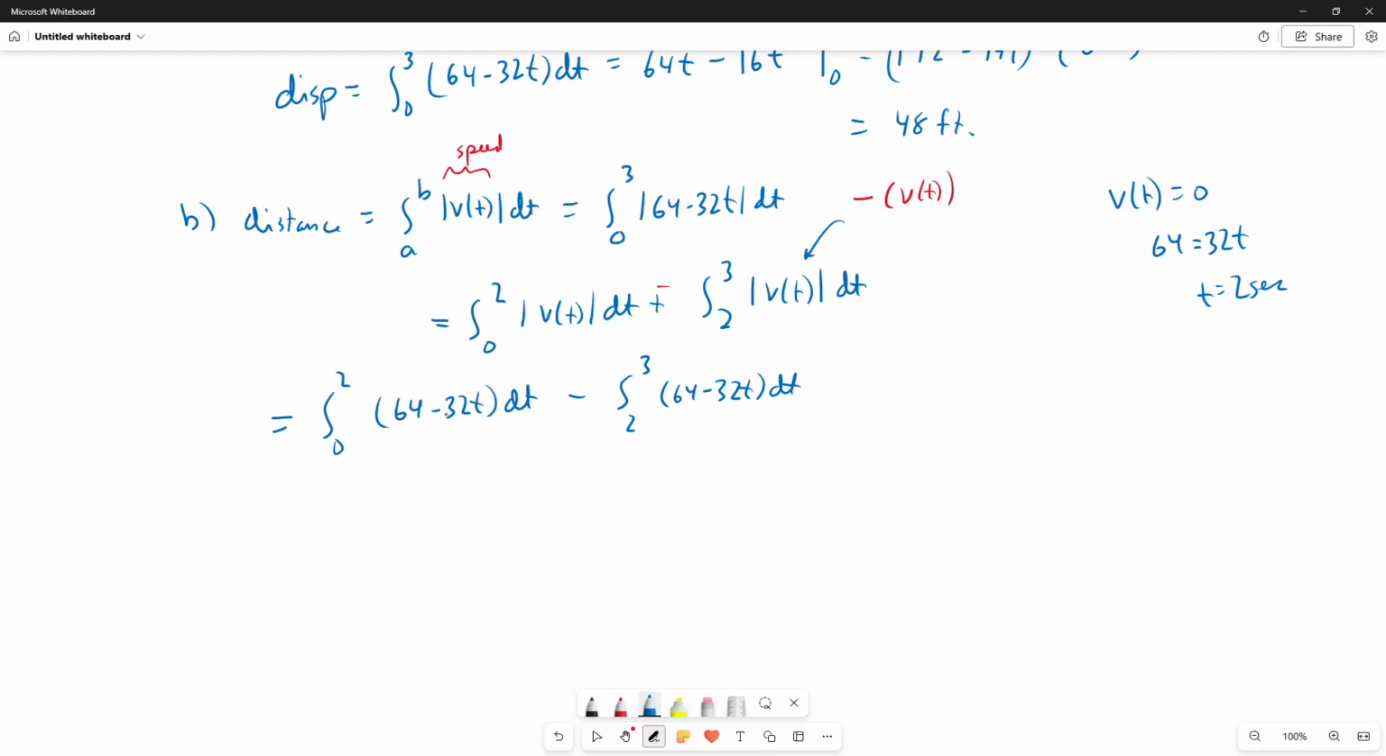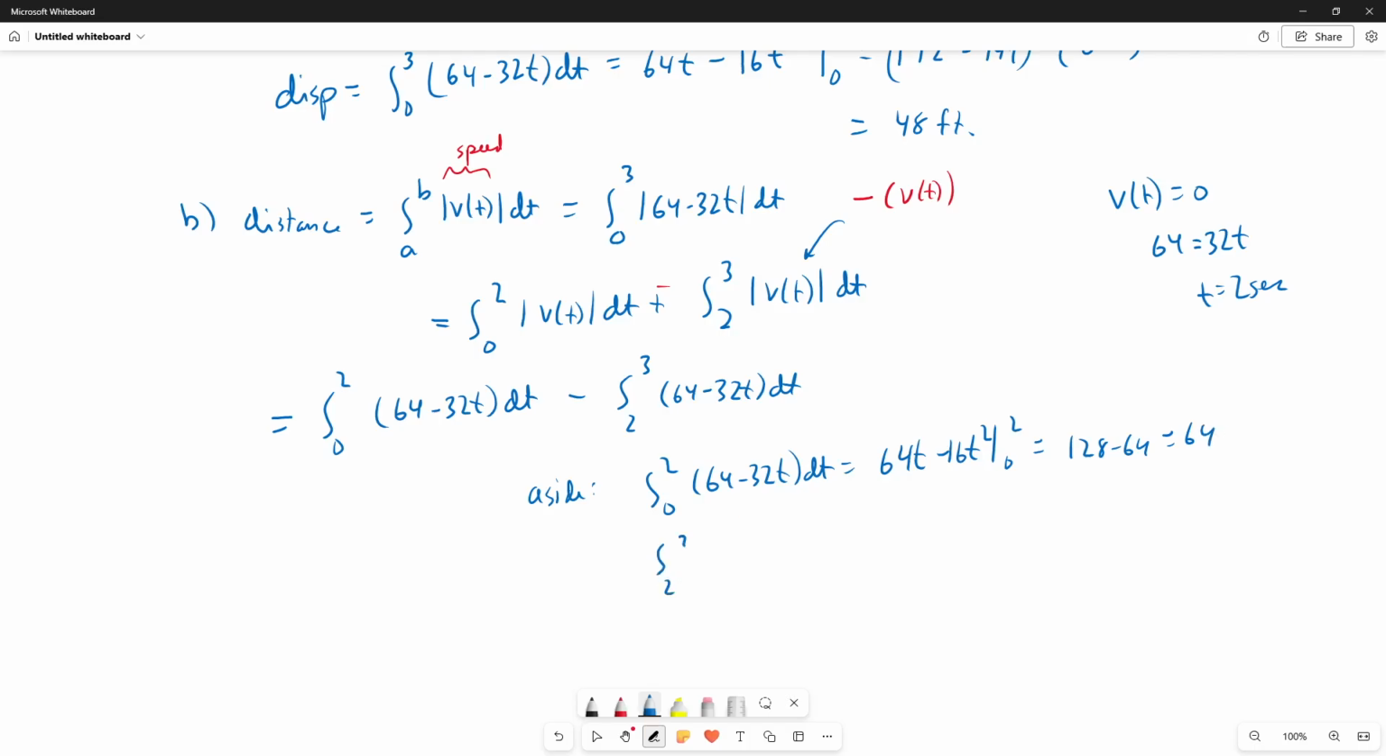And now we just have some calculations to do that are similar to our displacement calculation. We just have to make 2 of them. So let's calculate these integrals separately. Let's do an aside here. We'll calculate the integral from 0 to 2 of 64 minus 32t dt. Our antiderivative, which we saw earlier, is 64t minus 16t squared. When we plug in 0, we'll get 0. So this integral is 128 minus 64, plugging in the 2, and that's 64.